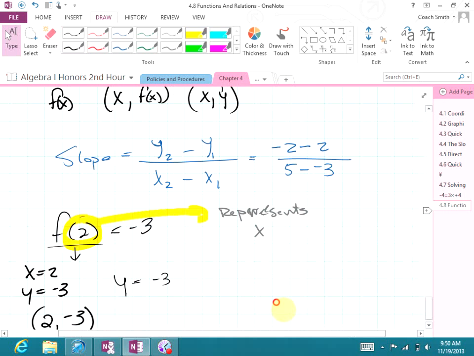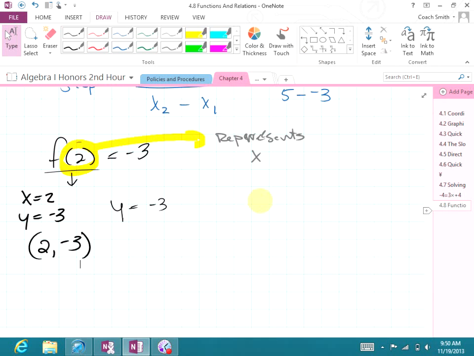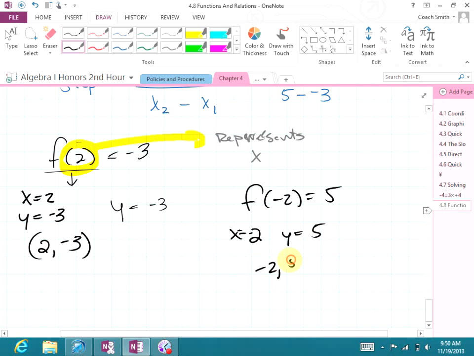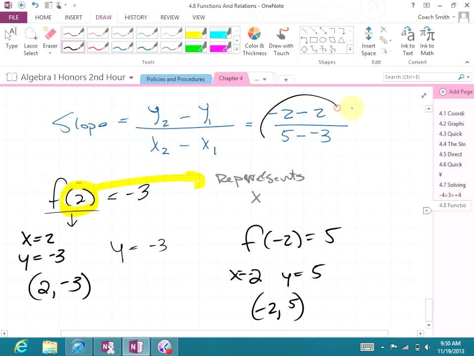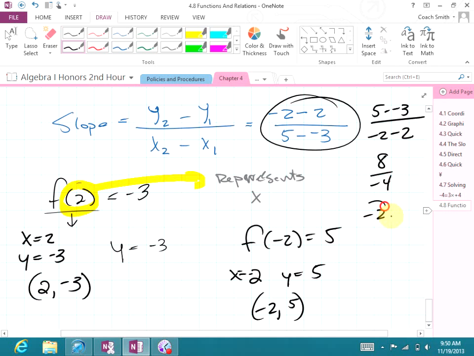So the other one, f negative 2 is equal to 5. That means that the x is equal to negative 2 and the y is equal to 5. So negative 2 and 5 is your ordered pair there. The only thing that changes from this is I just need to reverse it: 5 minus negative 3 over negative 2 minus 2. And so that gets you 8 over negative 4, which is negative 2. So the slope is negative 2.